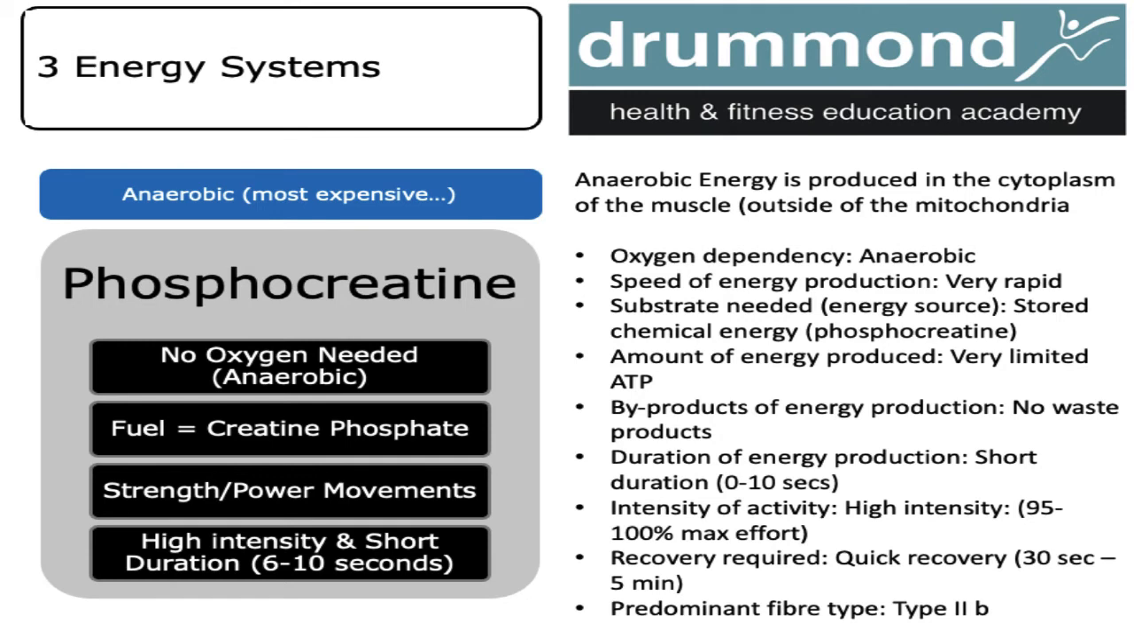And the predominant fiber types that are going to use the phosphocreatine system is going to be your type 2B muscle fibers. By training the phosphocreatine system, you're likely to adapt and progress. This would result in increased stores of creatine phosphate, faster breakdown of creatine phosphate, and increased production and release of creatine phosphate within the liver.